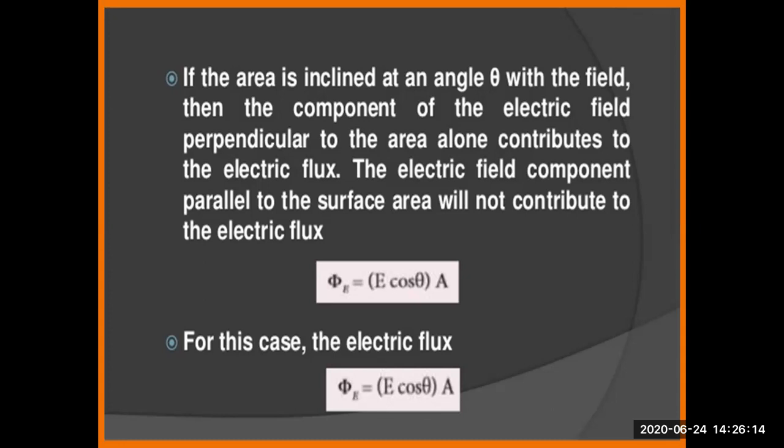E is the intensity of the electric field, and theta is the angle of inclination of the area, which has been placed slightly inclined to the direction of the electric field lines, and A remains the same. So when the angle is mentioned, you have to take care of only the cosine of that angle. The sine component will not play any role, because that will become parallel to the direction of the electric field lines.